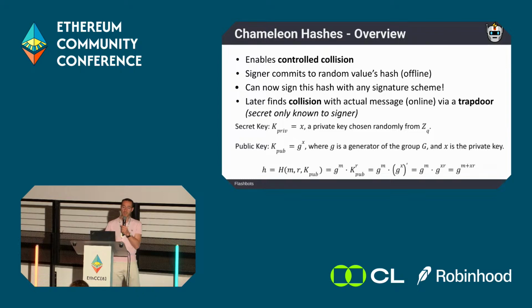New concept. We've seen account abstraction. Account abstraction allows us to basically get flexibility on what we use to sign and to hash. So what do we want to hash with? Well, let's see. There is this concept called Chameleon hashes.